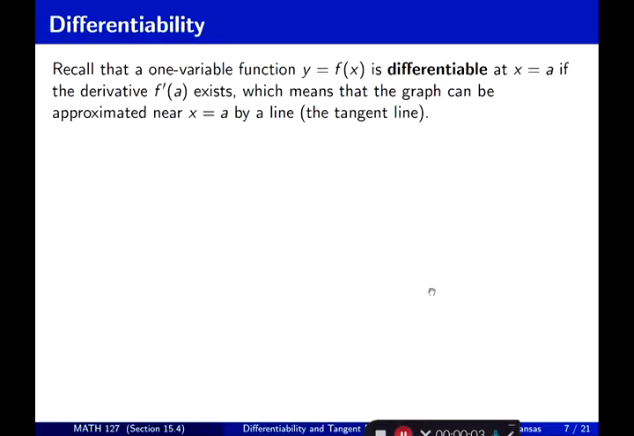Differentiability. Recall that a one-variable function y equals f of x is differentiable at x equals a if the derivative f prime of a exists, which means that the graph can be approximated near x equals a by a line, the tangent line.